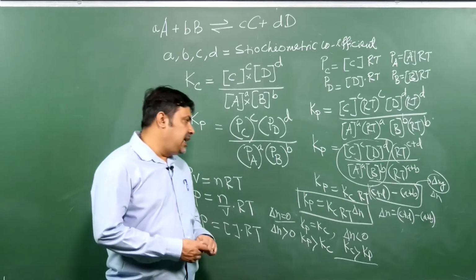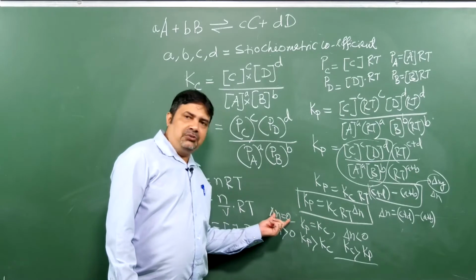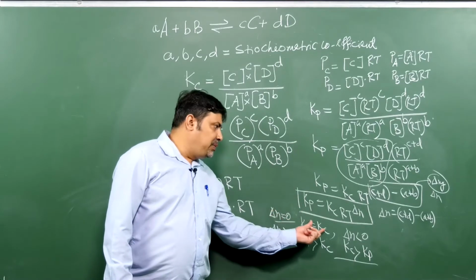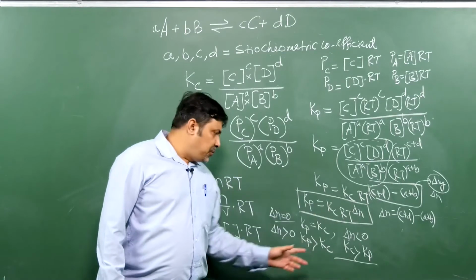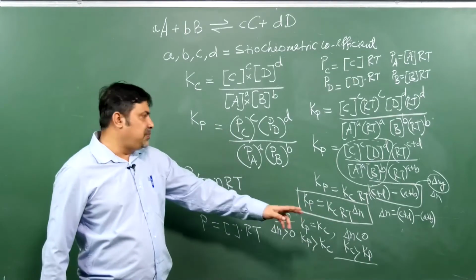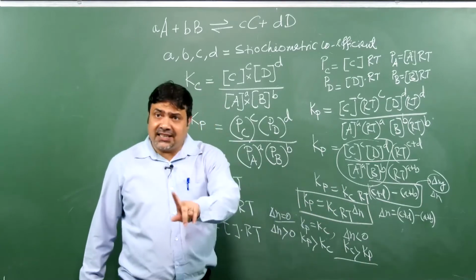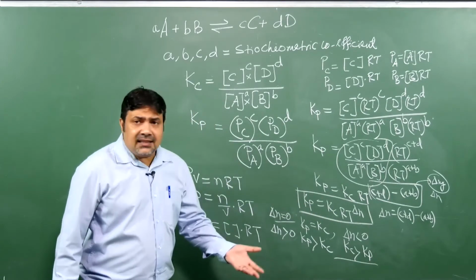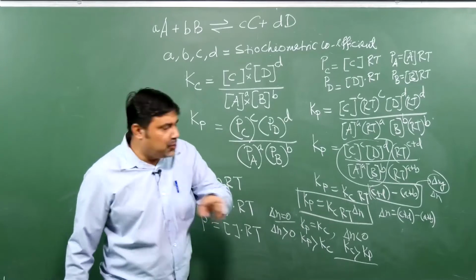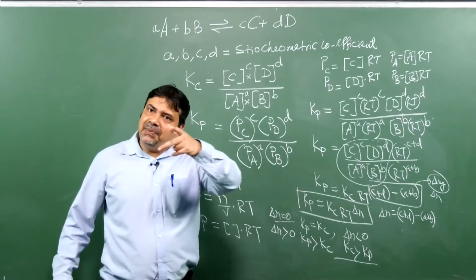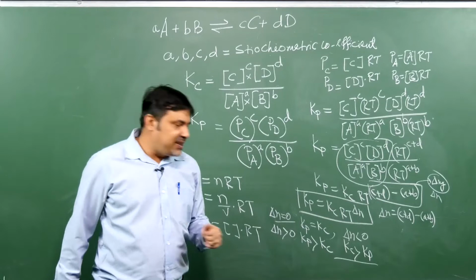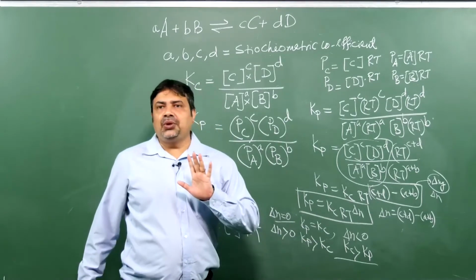From this relation, when delta N is equal to 0, Kp will be equal to Kc. Suppose delta N is greater than 0, and I am putting 1. Then Kp will be equal to Kc into RT. So with the Kc, if you multiply something, then only it will be equal to Kp. Naturally Kp is bigger than Kc.